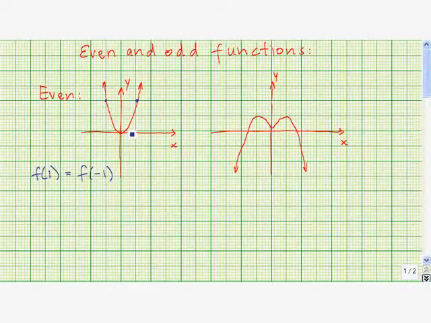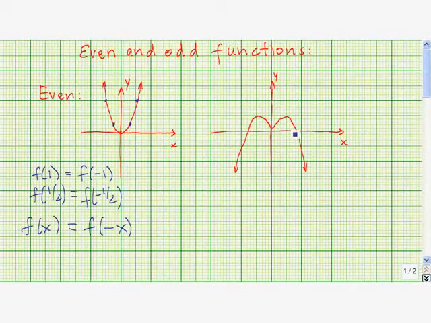Likewise, if I look at the y value when x is equal to 1/2 here, and when x is equal to negative 1/2, the y value is there. These two y values are equal. So that says that f of 1/2 equals f of negative 1/2. Okay, so the same is going to be true for an even function for any x value that we choose. The y value that we get for x is always going to be equal to the y value that we get for negative x.